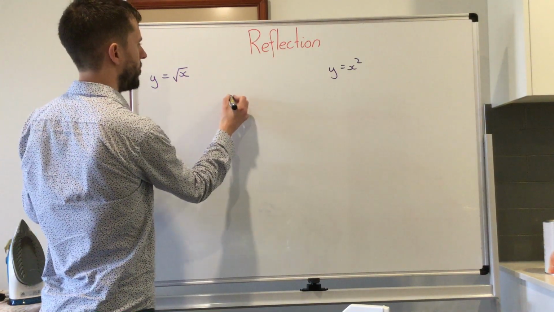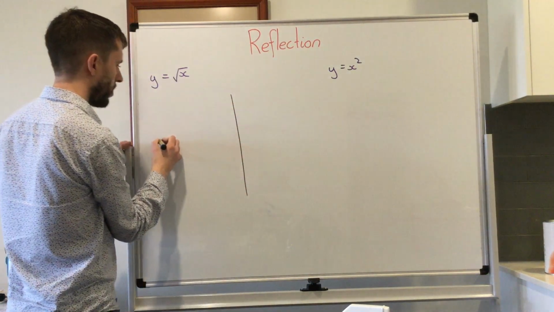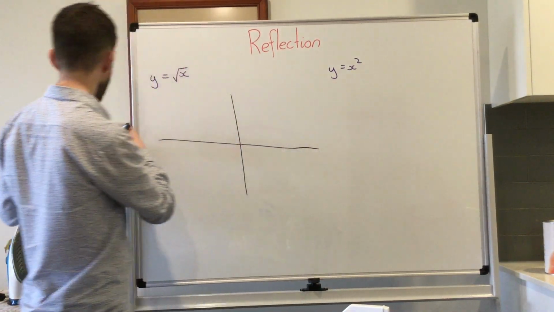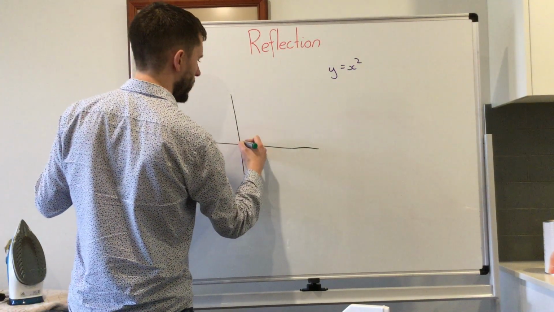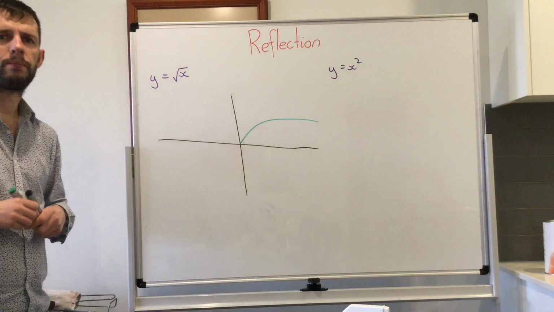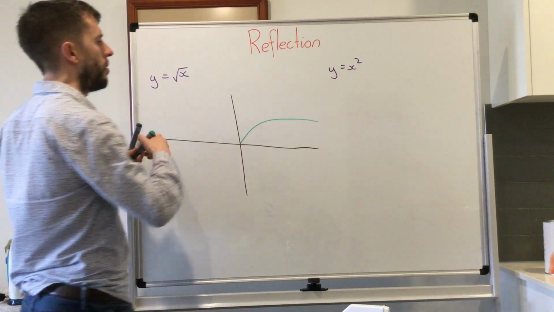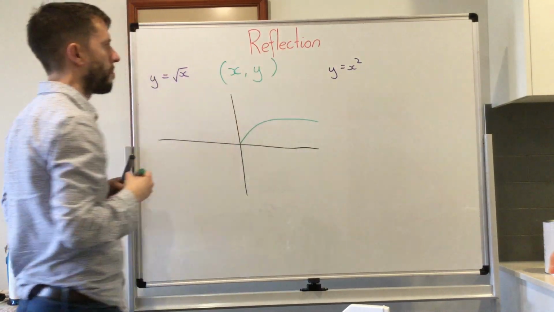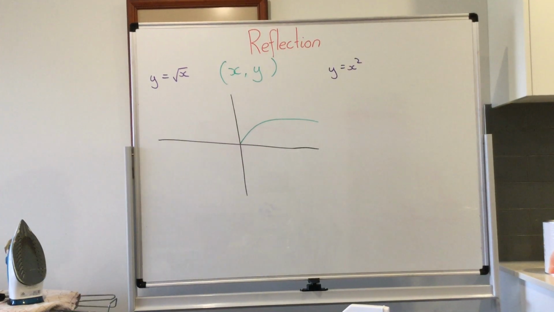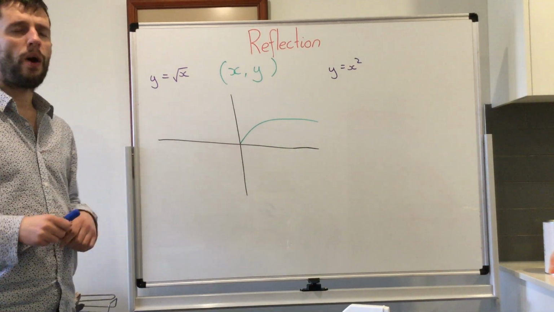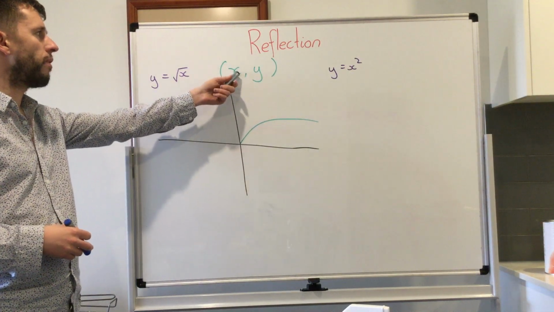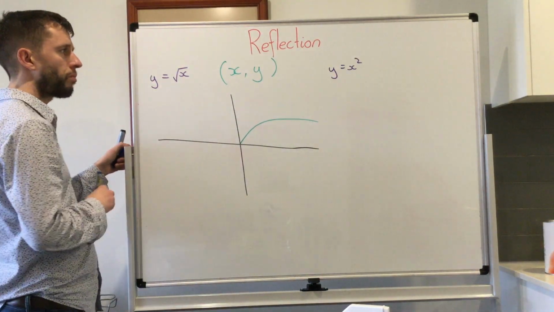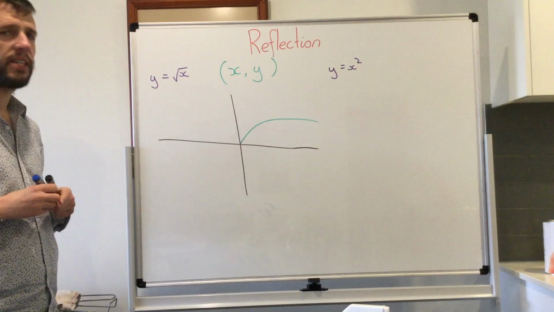So to get started, I would like you to think about our line here, our equation, which is the square root of x. So we know this is the square root of x. Now, what do we know about it? Well, we know we've got x and we've got y. So how do we do a reflection? Well, purely we need to be thinking about whether we want to do a reflection based on the y-axis, or if we want to do a reflection based on the x-axis.